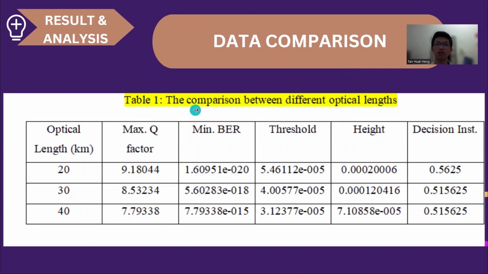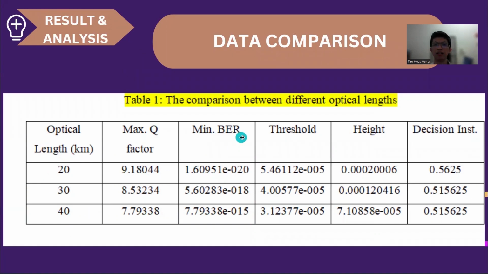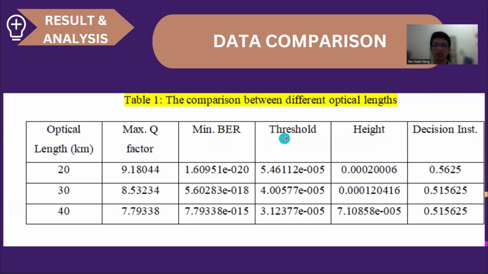Table one shows the comparison between the different optical lengths: 20 kilometers, 30 kilometers, and 40 kilometers. We can see the maximum Q factor decreases as the optical length increases. Same as the minimum BER, the value increases as the optical length increases. We can also see some data for threshold, height, and decision instant.